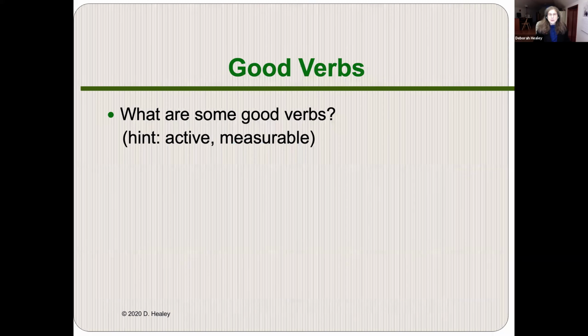So now what I would like us to do, can we open up the chat for participants now, perhaps? If possible, to share some good verbs. If we can do that, that would be lovely. If you can, type in the chat. If you can't type in the chat, it's okay. Just think about it, and we'll talk about the verbs in a minute.